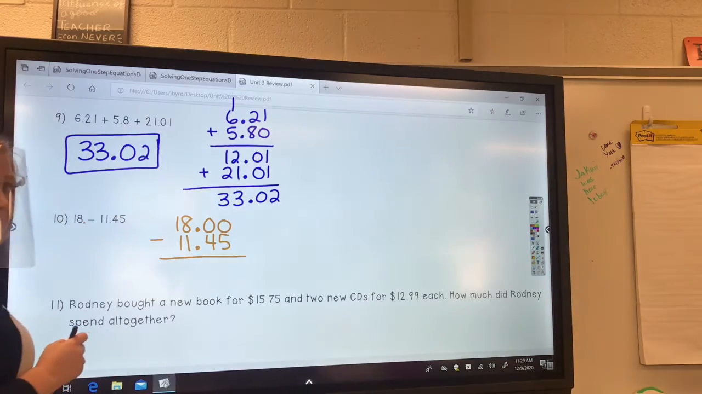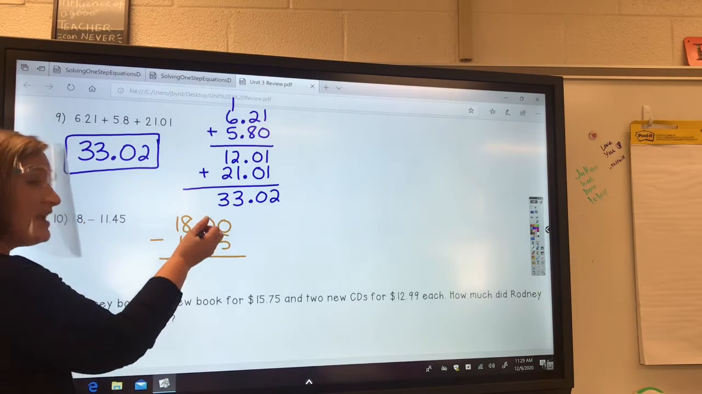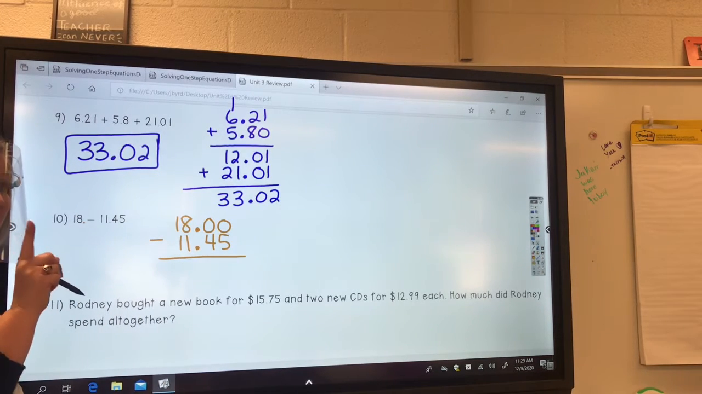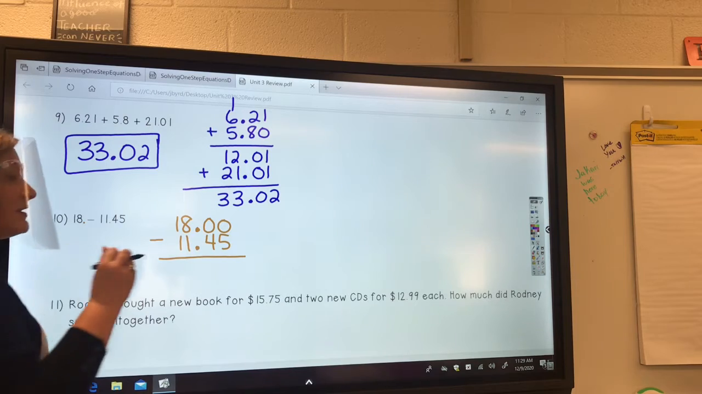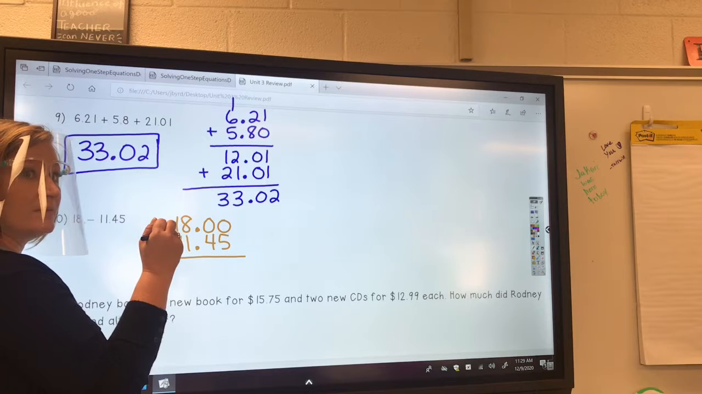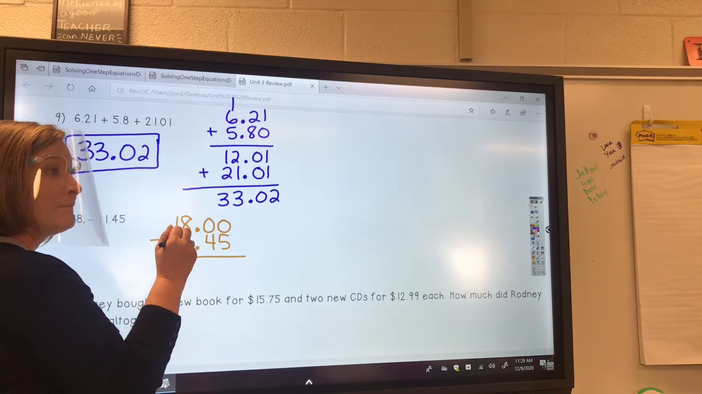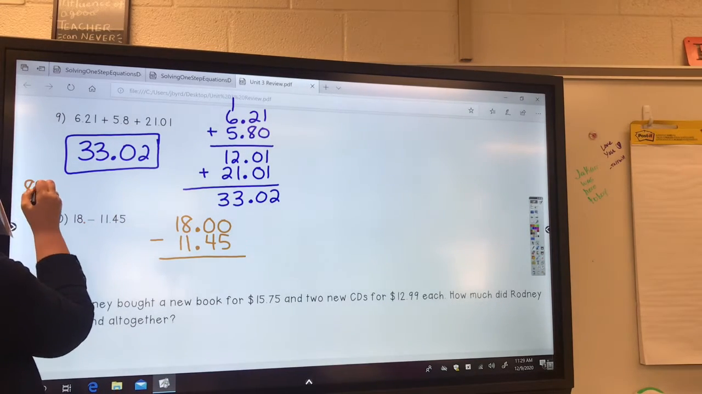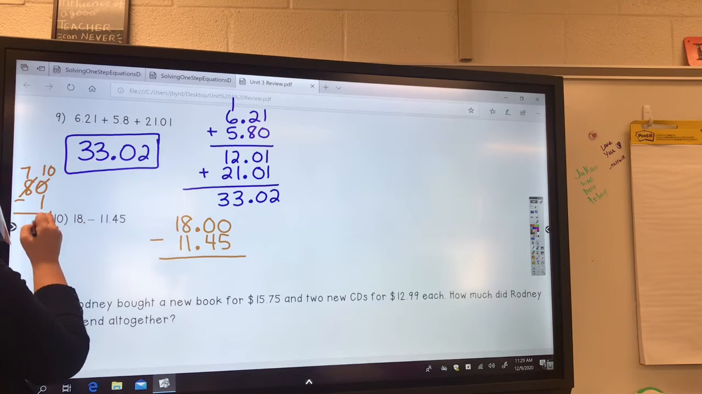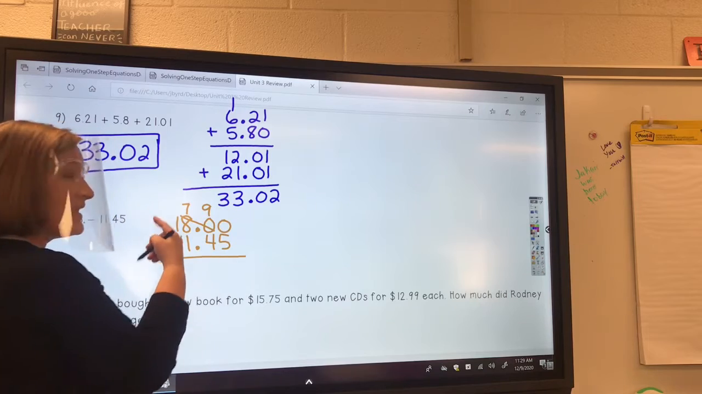0 minus 5. Can't do it, so I've got to borrow, okay? I can't borrow from the 0, but I can borrow from the 80. If I take 1 from 80, it turns to what? 70. 80 minus 1 is, oh, 79. So if I've got 80, I'm going to take 1 from it and make it a 79.